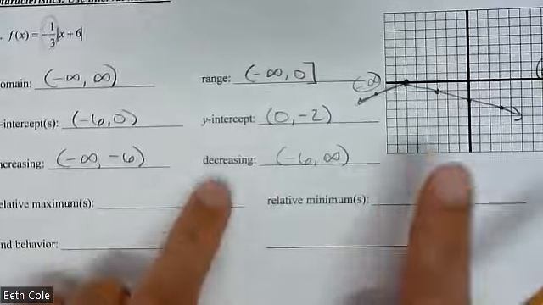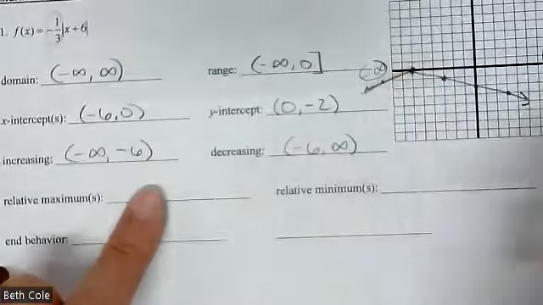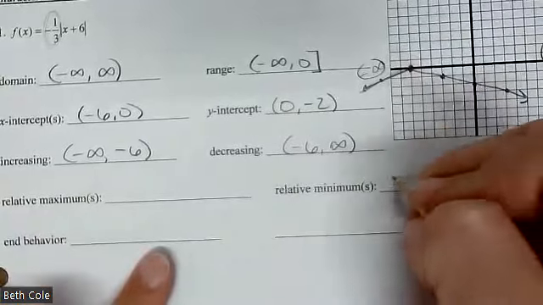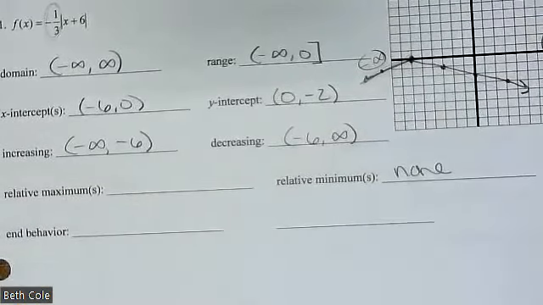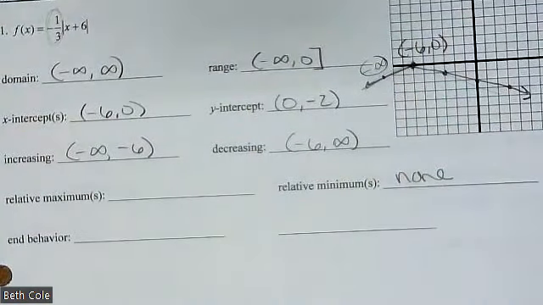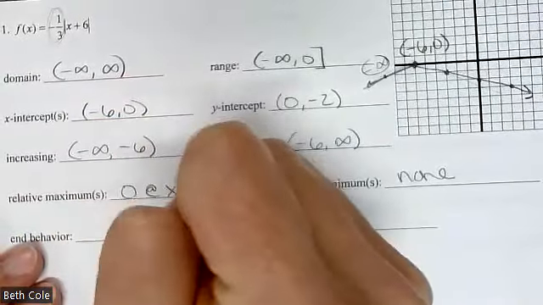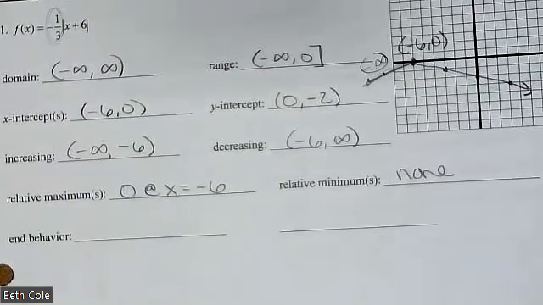We're only going to have one or the other of these. Do we have a maximum or do we have a minimum? Yeah, maximum. This is going up and then going down. So we will not have a minimum. You could put none or NA or whatever you want to put there. Now it's the point -6, 0, but we write it the other way around. So it's 0 at x equals -6.